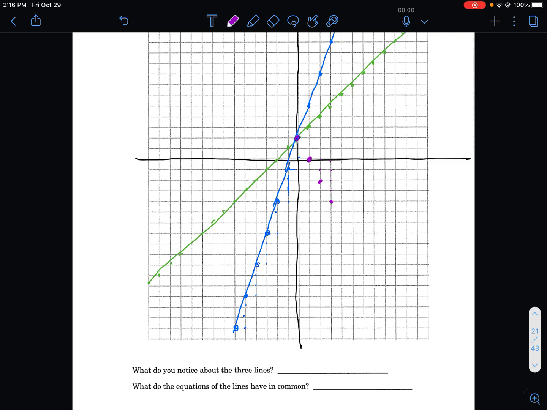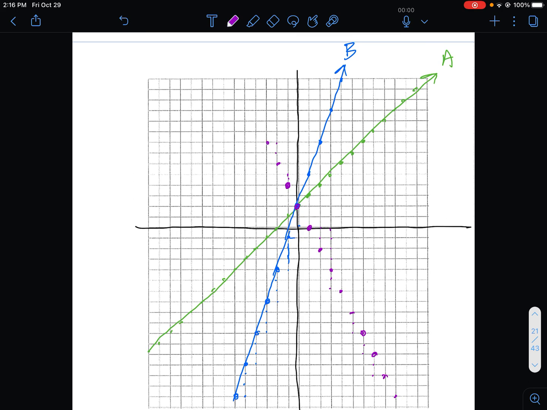It looks like I'm just going down by 2, over 1, down 2, over 1, down 2, over 1. So our pattern, and I'm going to do the opposite, going the other way: up 2 over 1, up 2 over 1, up 2 over 1, up 2 over 1.